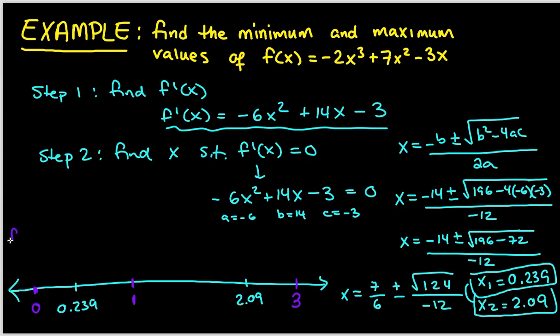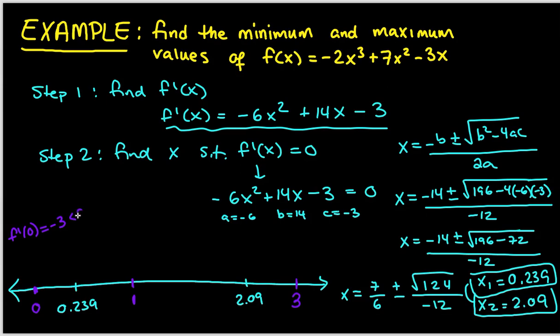So f prime of 0 is equal to what? Well, what's f prime? F prime is this, right? So if x is 0, these two terms are going to cancel out, and we're going to be left with negative 3. So f prime of 0 is negative 3.